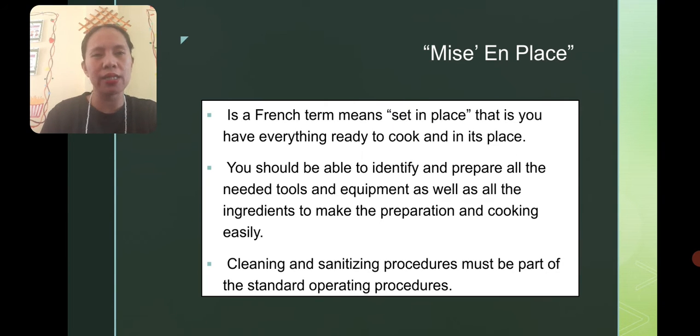What is mise en place? It is a French term that means set in place. That is, you have everything ready to cook and in its place. You should be able to identify and prepare all the needed tools and equipment as well as all the ingredients to make the preparation and cooking easier. And the cleaning and sanitizing procedures must be part of the standard operating procedures.